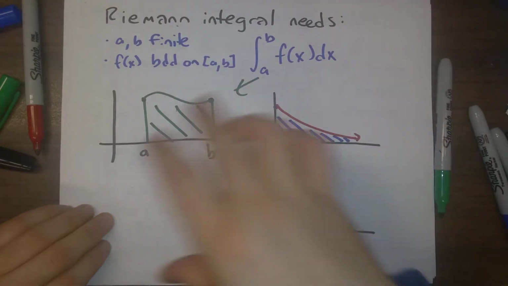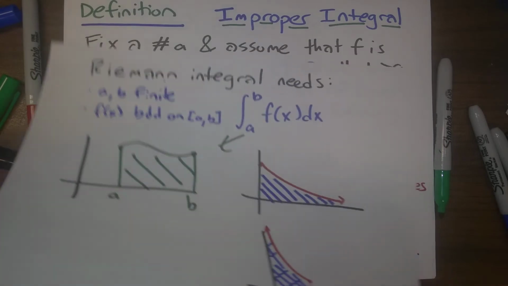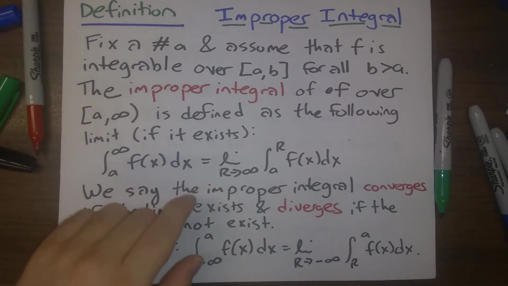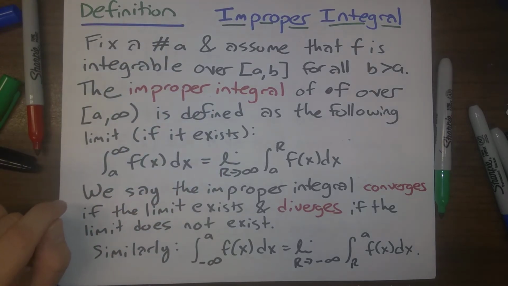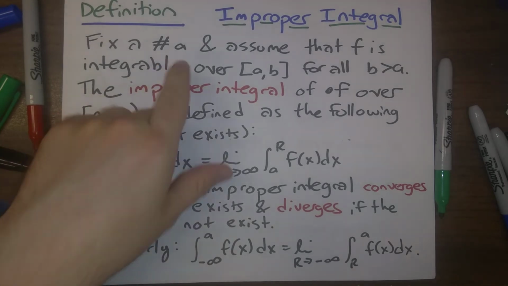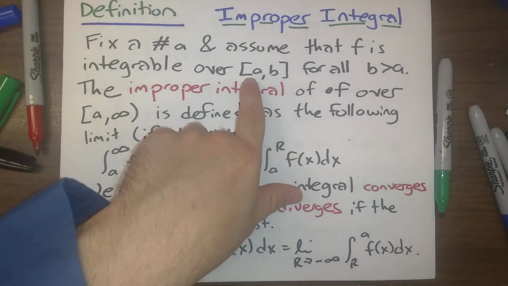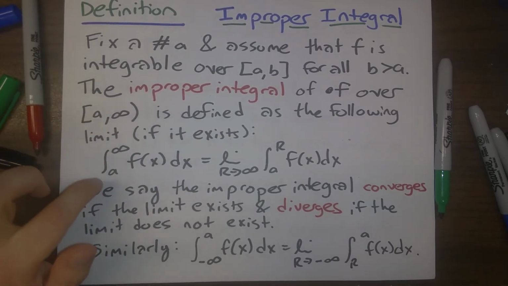So we run into these cases or other similar cases. This is what's known as an improper integral. And so here's a formal definition, carefully copied, of what an improper integral is. In the first case, we're going to be looking at the case where the upper bound is infinity. So, fix a number a, assume that f is integrable over the interval from a to b for all b bigger than a. Then we define an improper integral of f over a to infinity as this following limit.